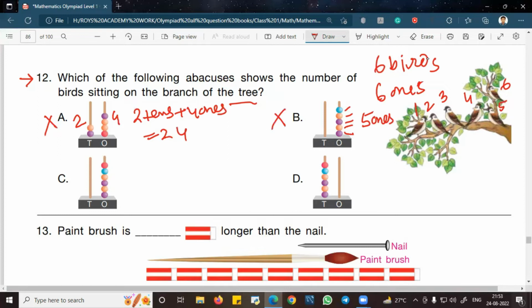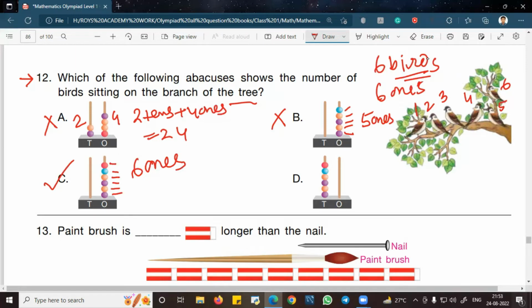Now we have to check option C. We have to count how many beads there are in this abacus. There are 1, 2, 3, 4, 5, and 6. So there are 6 beads in this abacus and they are in the ones place. So this is 6 ones, and we have 6 birds. So C will be the right answer, as there we get 6 ones.